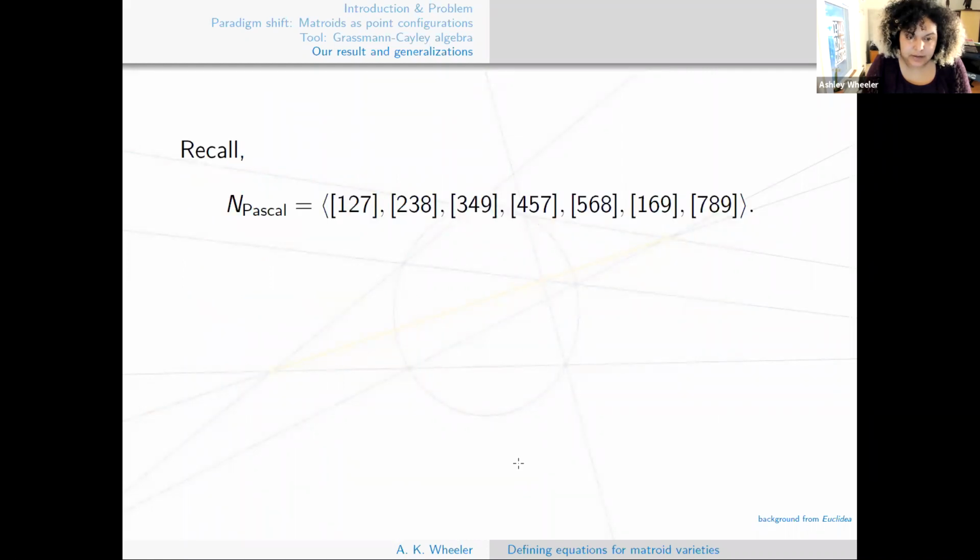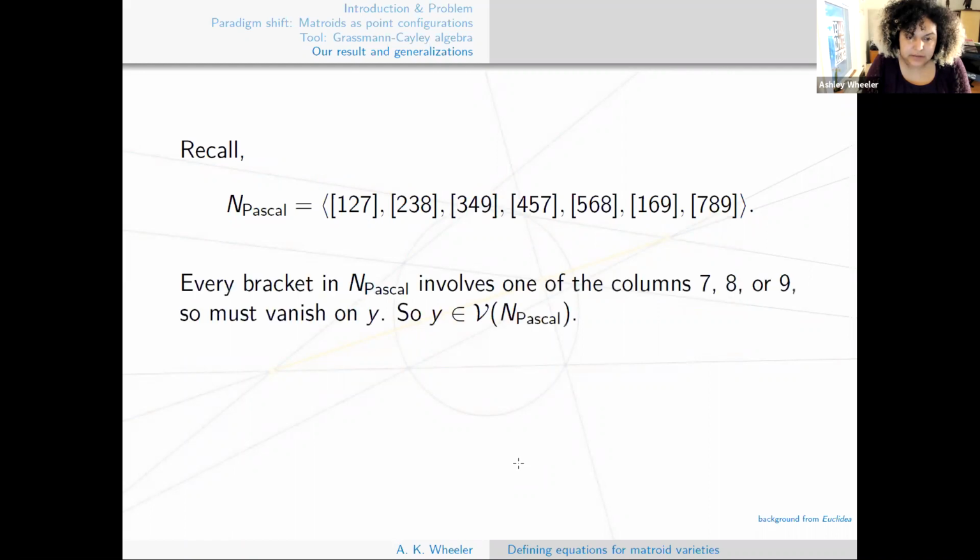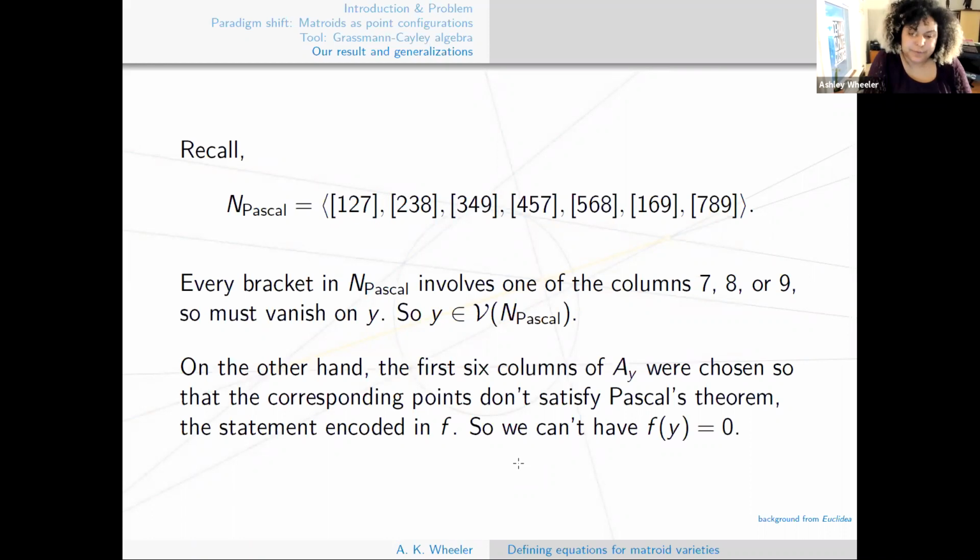So let me remind you of what I Pascal is. Notice that every bracket in I Pascal involves one of the columns 7, 8, or 9. And A_Y was defined so that columns 7, 8, and 9 are 0. So these brackets all vanish automatically. This means that Y is in B of I Pascal. But on the other hand, the first 6 columns of A_Y were chosen so that the corresponding points don't satisfy Pascal's theorem. They were chosen to not lie on a conic. So we can't have F vanishing on Y.